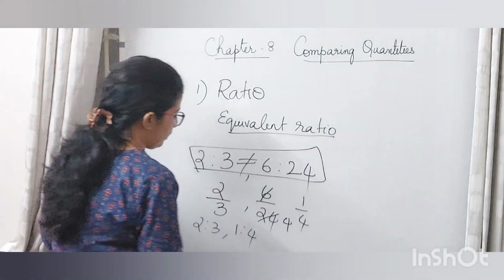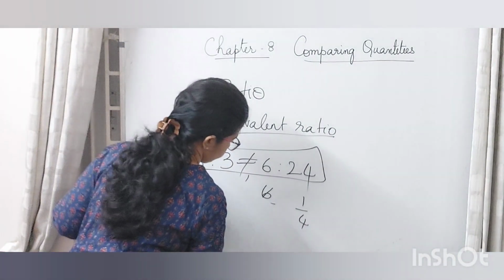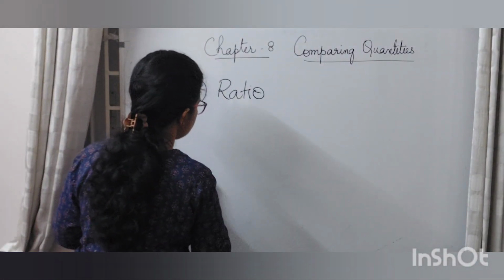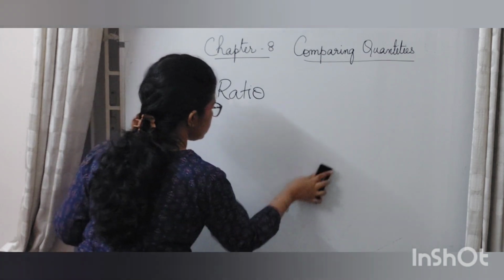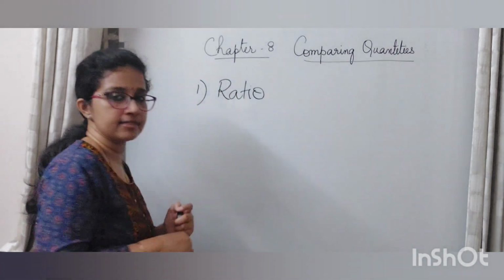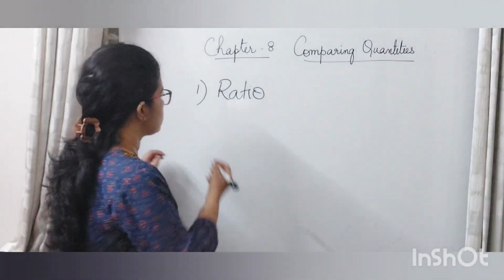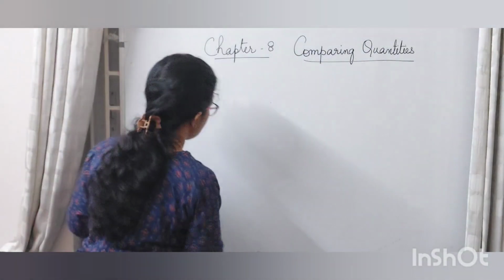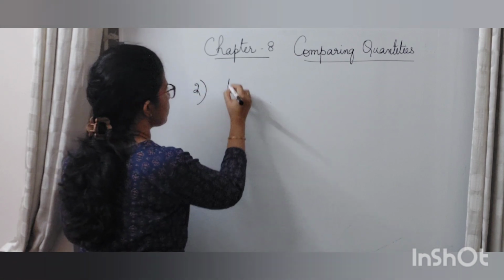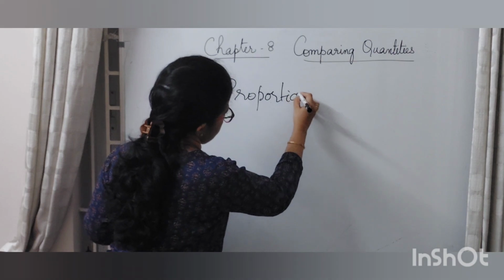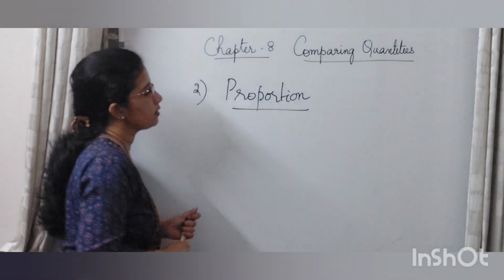Okay, now we will go on to our next topic, that is proportion. Now we are just dealing with the basics of all these things. We will solve the exercise problems after discussing the basic concepts. Okay, so we have already seen the ratio part. Now the second one which we are going to see is proportion. Okay, now where do you use this proportion?